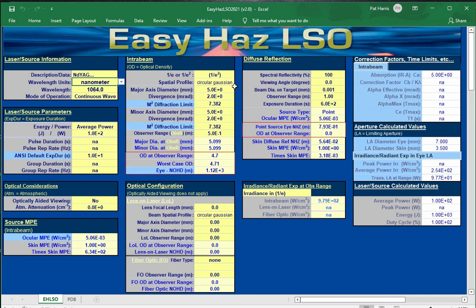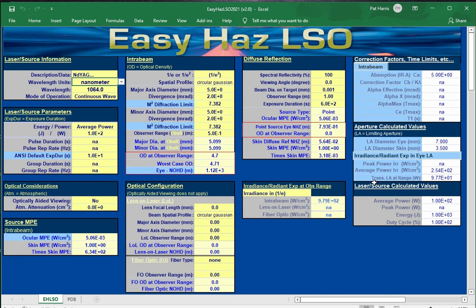Let's take a look here. So I guess this is just a little bit in the numbers and the rounding, because I wanted to see what the transmission through the limiting aperture is, about 98%. So that's the difference that we're seeing here, the worst case being 4.71 and the OD at observer range being 4.7. It's this little bit of difference in how much power is really passing through the limiting aperture of 7 millimeters for the eye, 3.5 for the skin, so we won't get quite as much transmission through the limiting aperture for the skin.